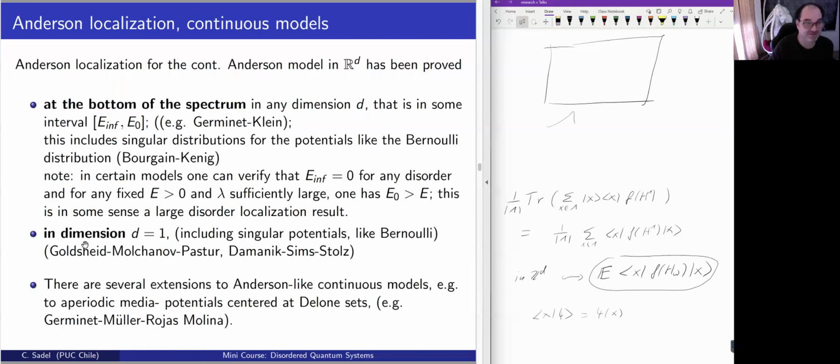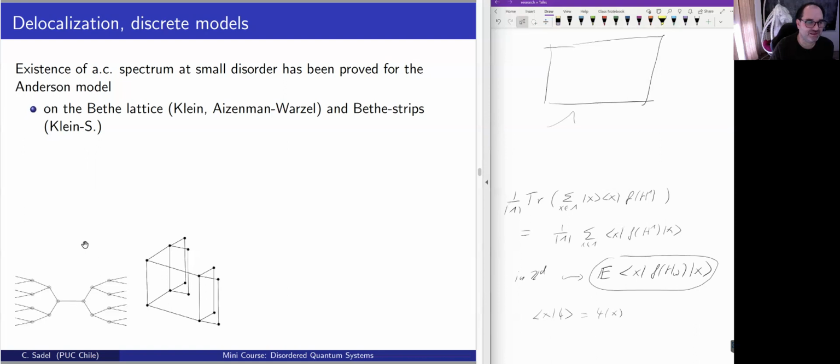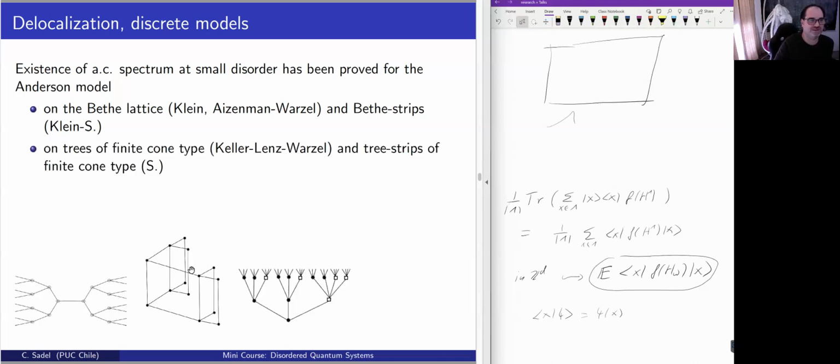So this is the Bethe lattice. It is a regular tree, so here every vertex has 3 neighbors, for instance. If you have a Bethe strip, then you make the product graph of this Bethe lattice with some finite graph. So here is a Bethe strip of width 2, for instance. Then one can extend this to trees of finite cone type and tree strips of finite cone type.